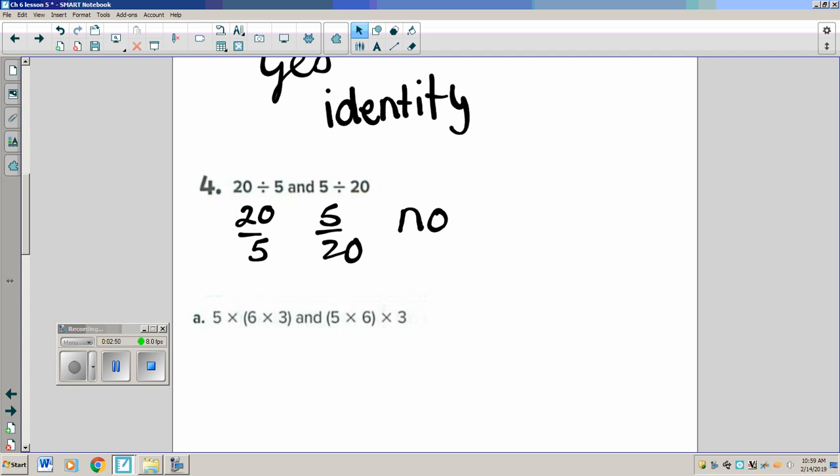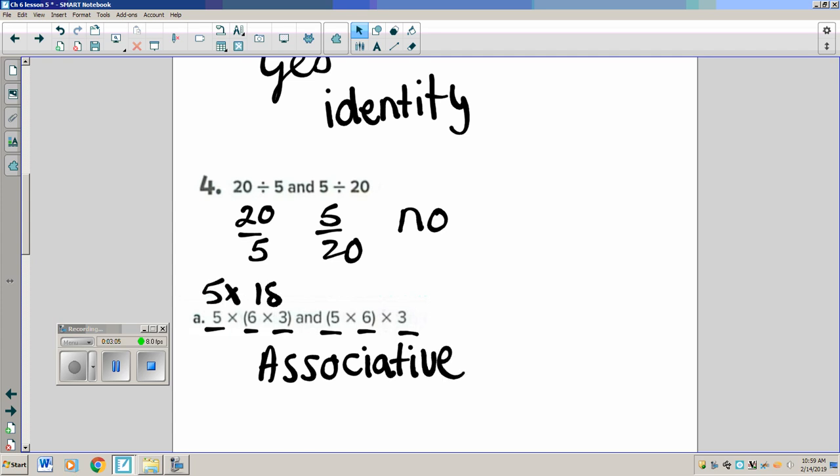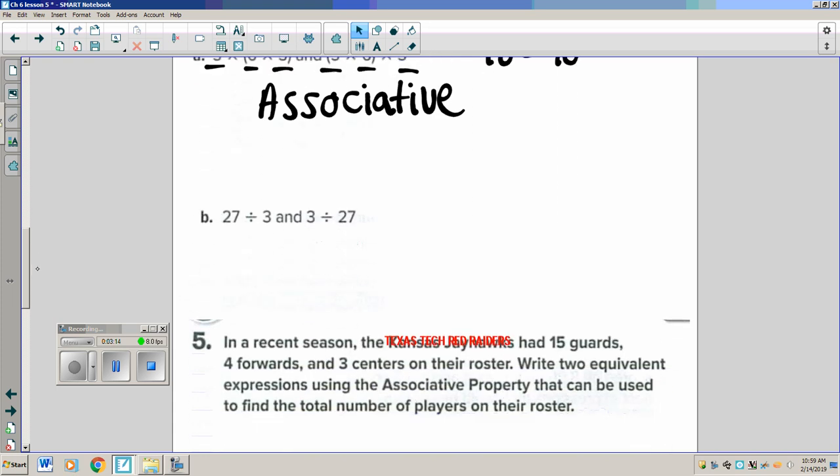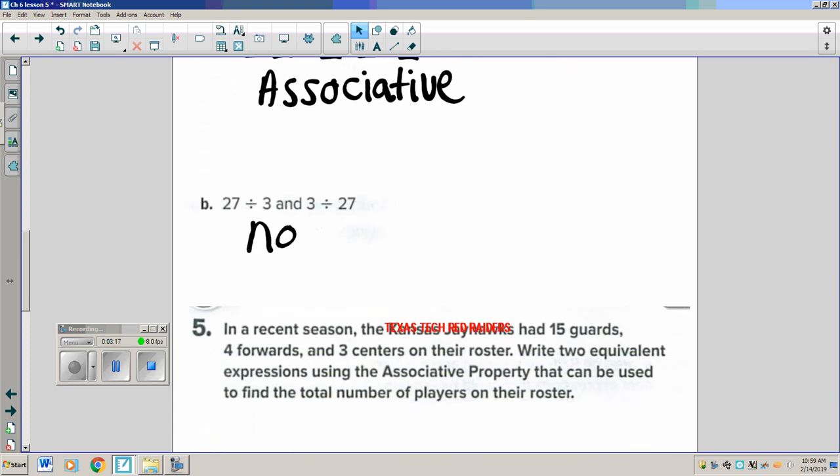5 times 6 times 3 and 5 times 6 times 3. The order stays the same. The parentheses moved. That's the associative property. This is 5 times 18. This is 30 times 3. 90 equals 90. Not equal. They're trying to use the commutative property. It does not work for division.